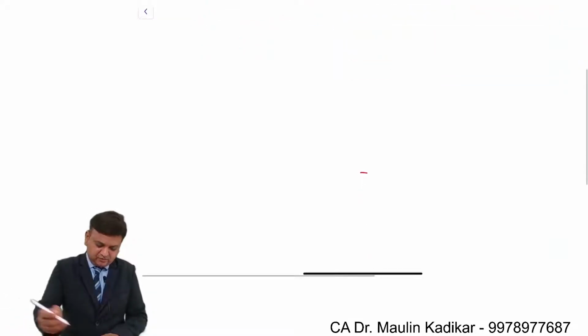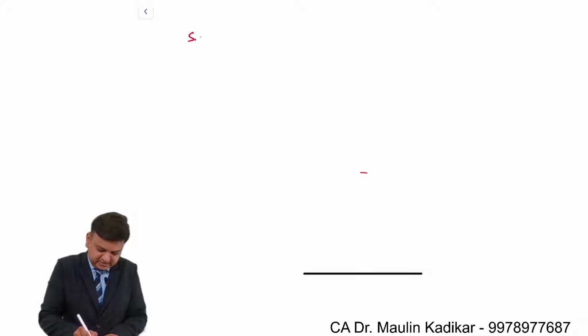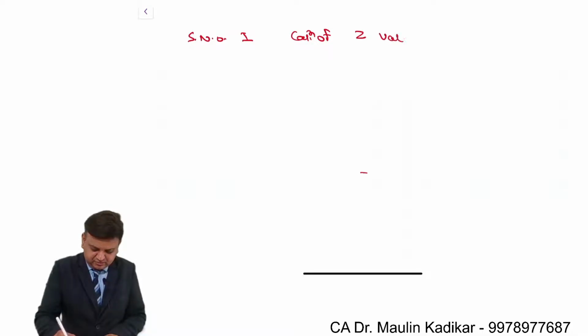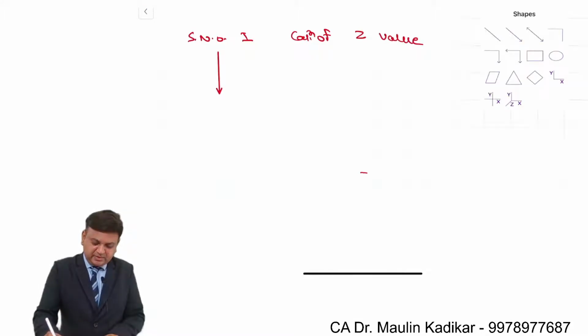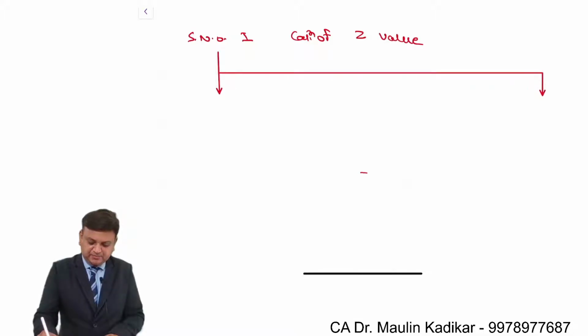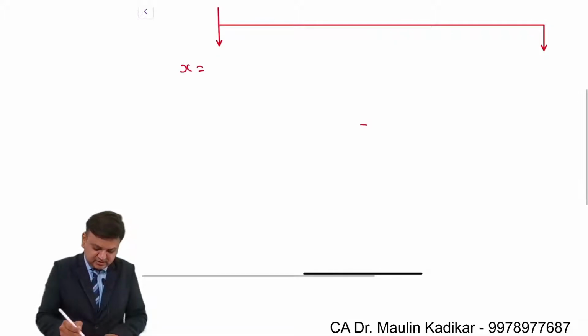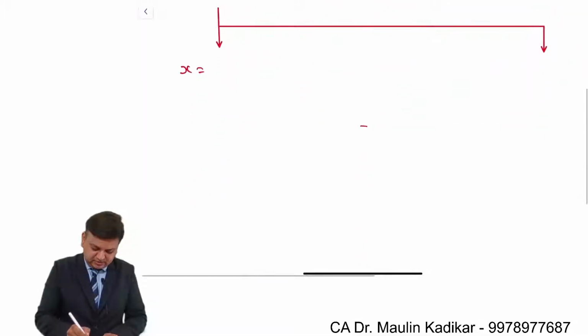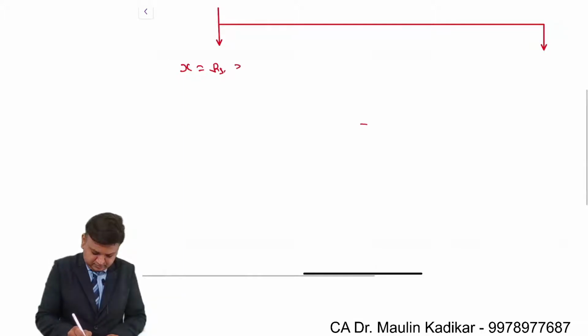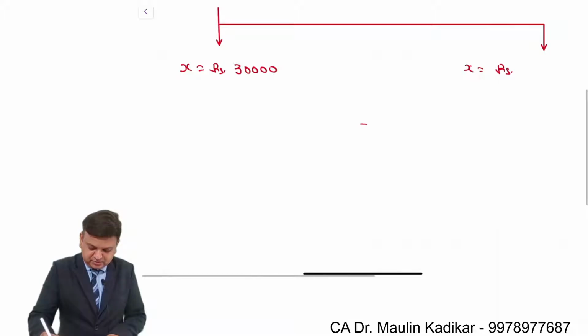So first of all, over here, step number 1, calculation of Z value. This is what we have to do. The question says that you are required to find the probability of a specific range. So we are required to compute the Z value two times: for X equal to 30,000 and X equal to rupees 45,000.